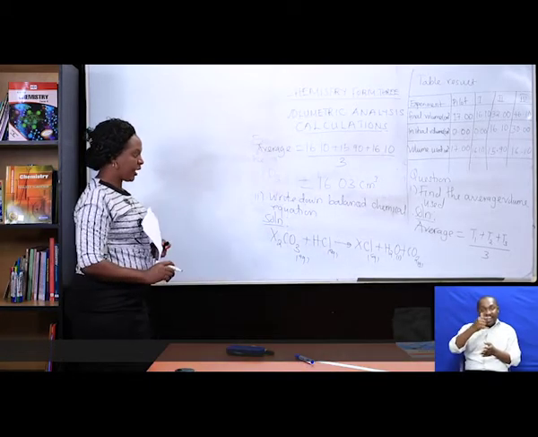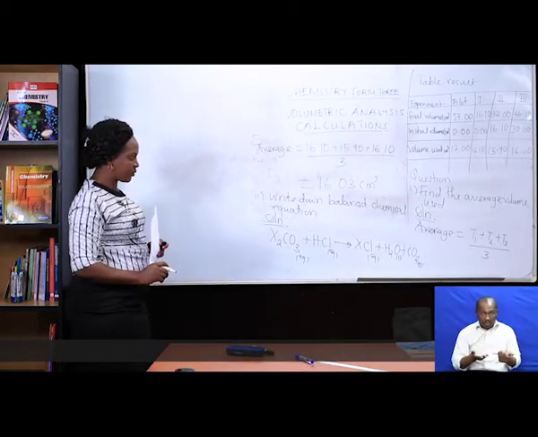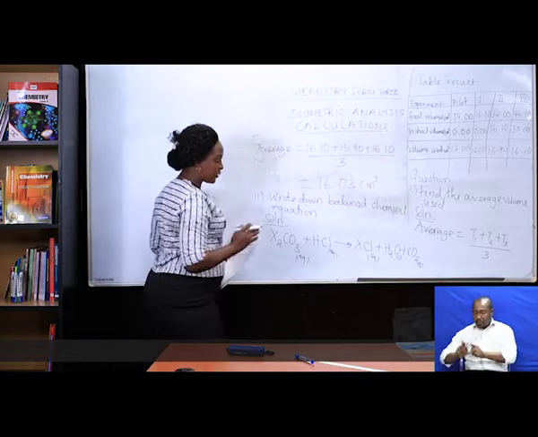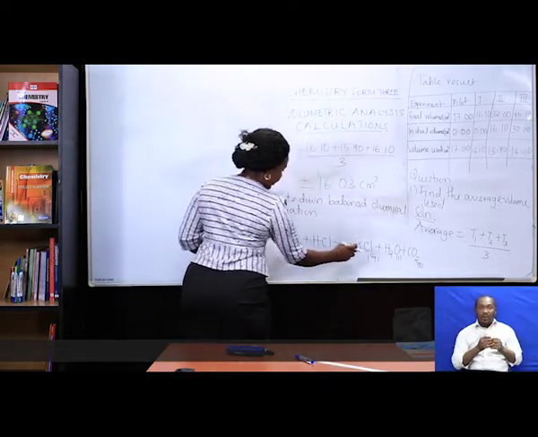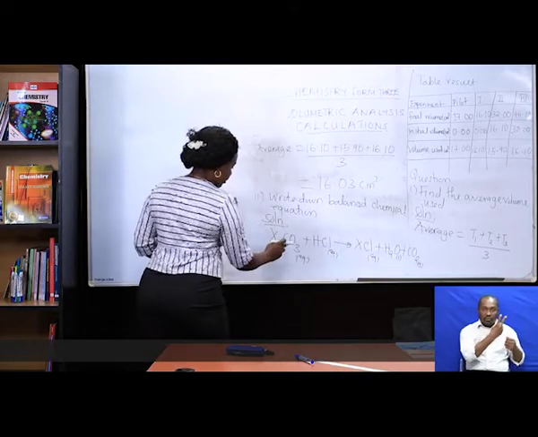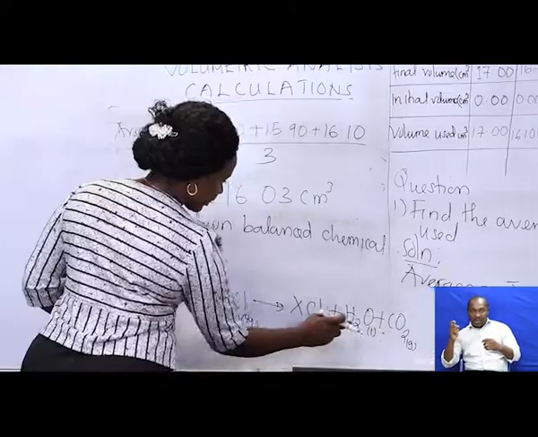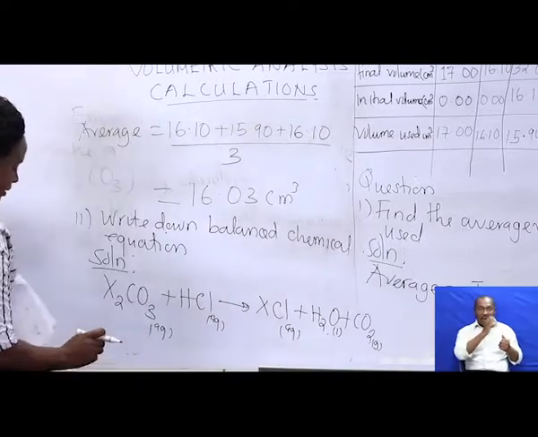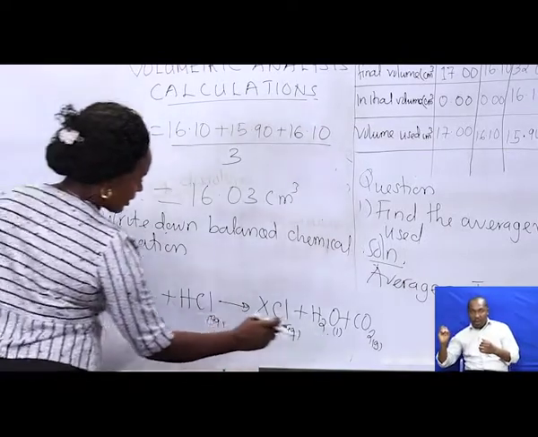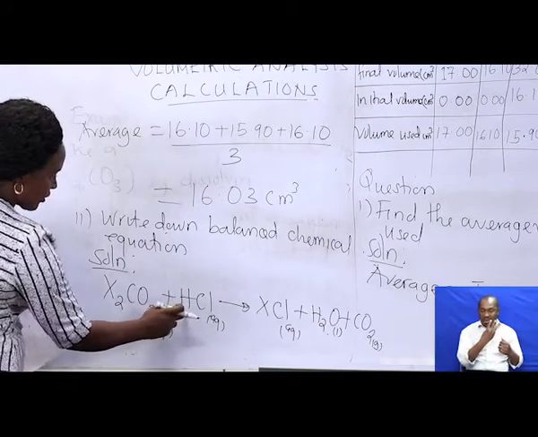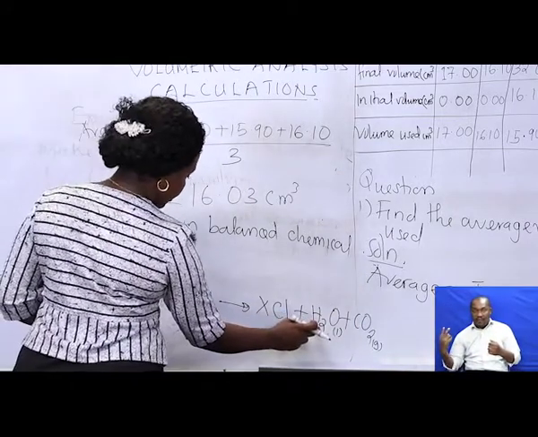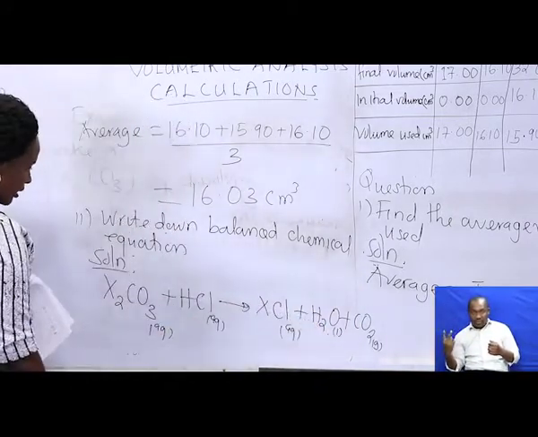Then now we have a balanced equation, which I'm not sure if it is balanced. So let us balance it. We have 2x, there is 1x, so x is not balanced. We have 1 carbon, we have 1 carbon, so carbon is balanced. We have 3 oxygen, there is 1 oxygen plus 2 makes it 3. There is 1 hydrogen, there is 2 hydrogen. Hydrogen also is not balanced.